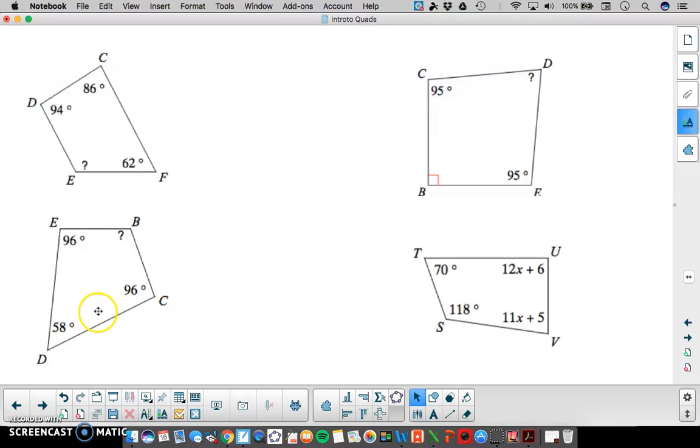These 4 examples I want you to try. In these first 3, I want you to find the value of that question mark angle in each one of those. And for this last quadrilateral STUV, I want you to find the value of x and then find the value of the measure of angle U and the measure of angle V.